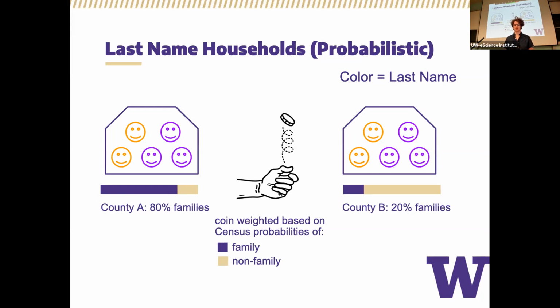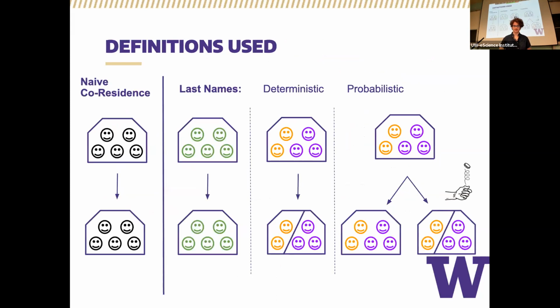And we could get a lot more granular with these probabilities, incorporate age information and census microdata, tailor to more specific cases with the number of last names in the household. But this is as far as we got, and the code is set up so that it's easy enough to adjust these probabilities in the future. And here's a quick recap of our household definitions. We have naive co-residence and last name definitions, both deterministic and probabilistic.